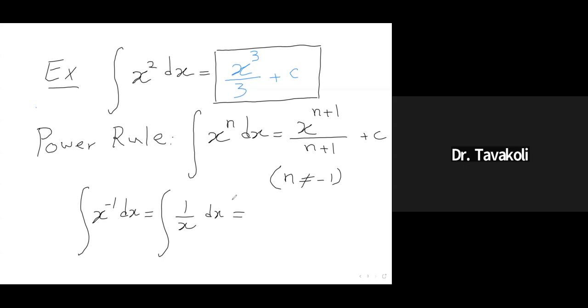So for the integral of 1 over x, as you have seen in Calc 1, the antiderivative, or the indefinite integral, is ln of the absolute value of x plus c.